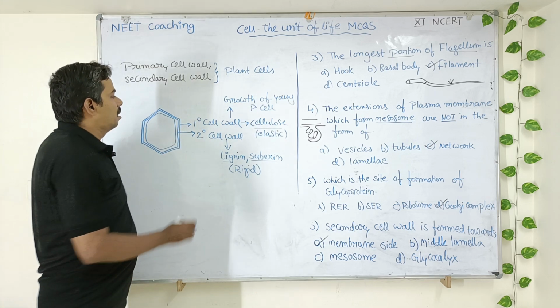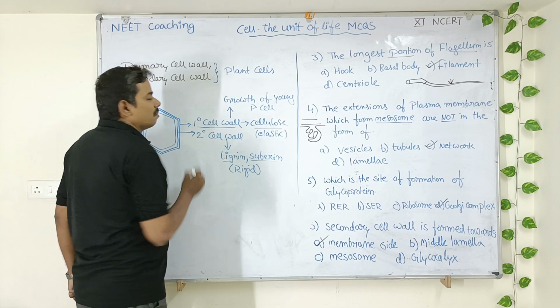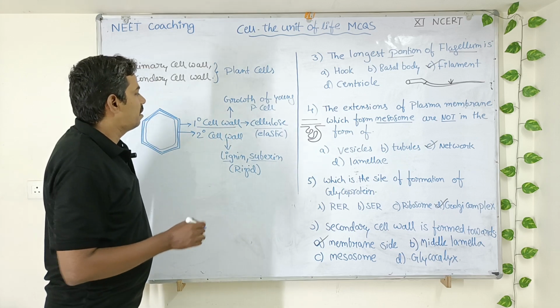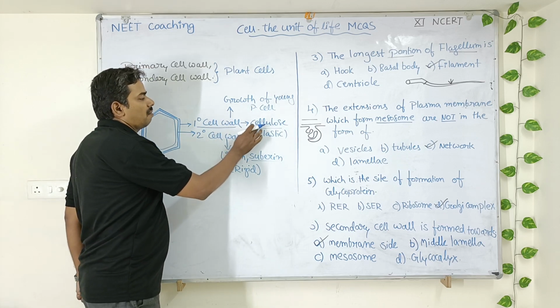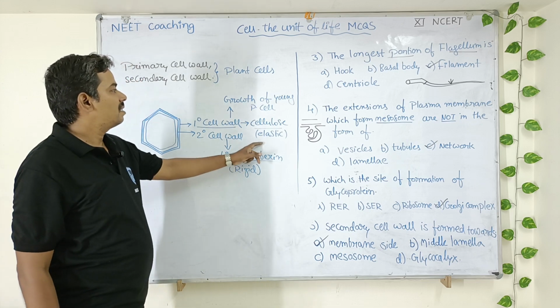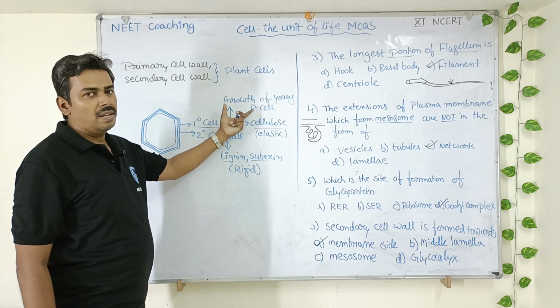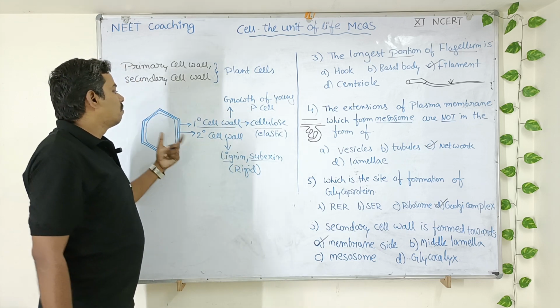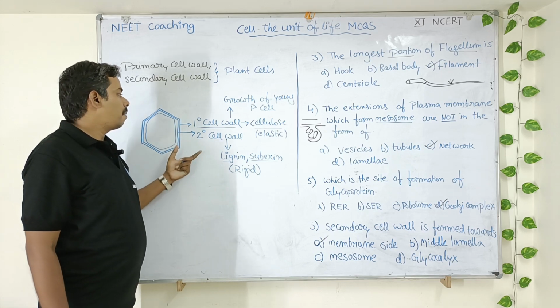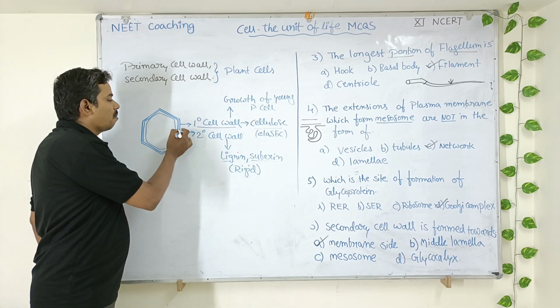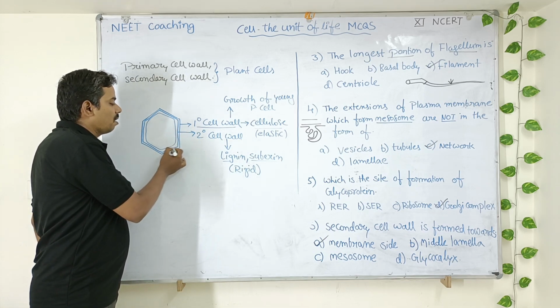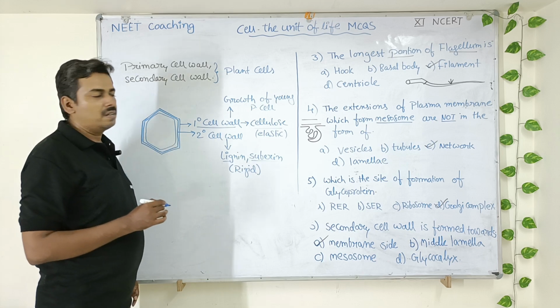I repeat, students, the primary cell wall is present in the young plant cell, and it is the first formed cell wall. It is always made up of cellulose and it is elastic. It allows the growth of the young plant cell. So when the cell matures, what happens? Another cell wall is formed over the existing primary cell wall towards the membrane.